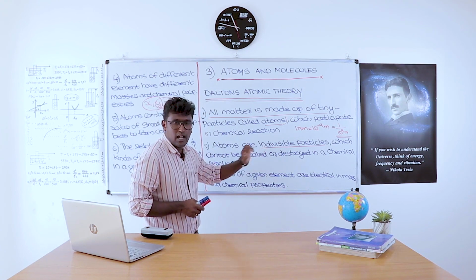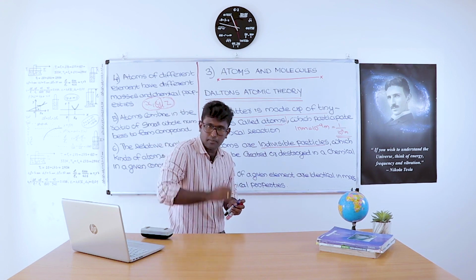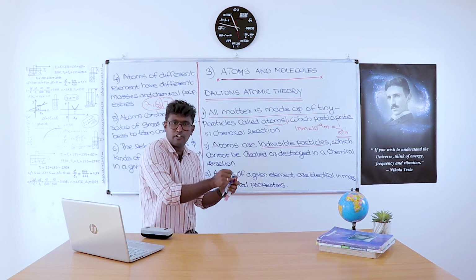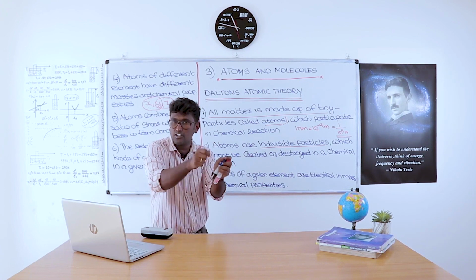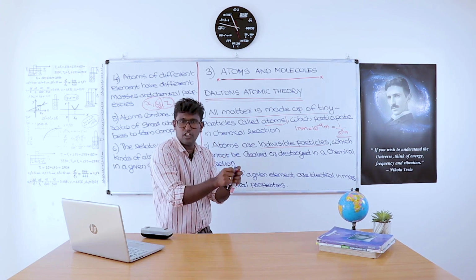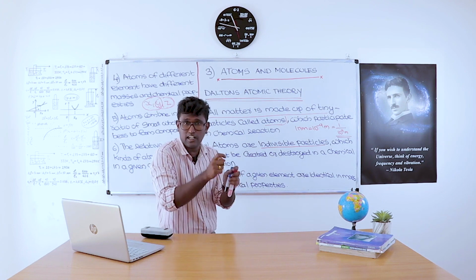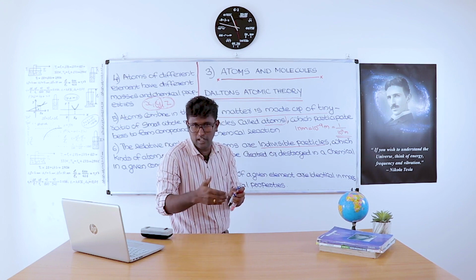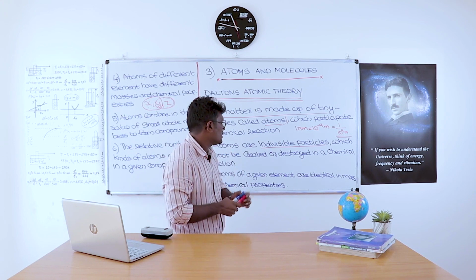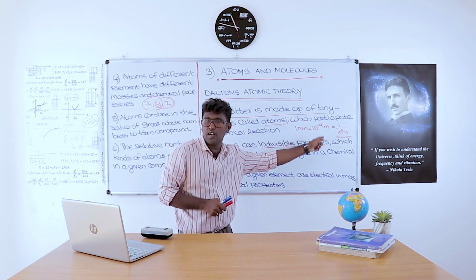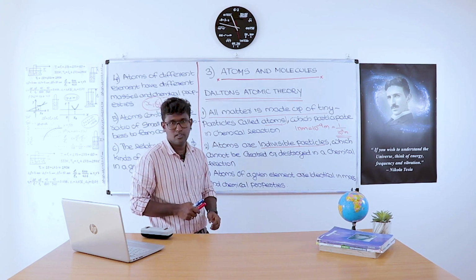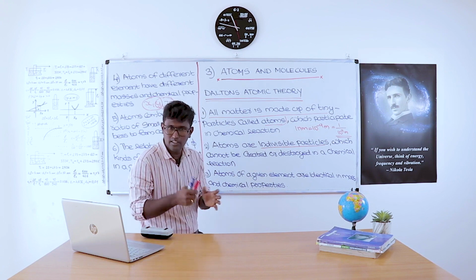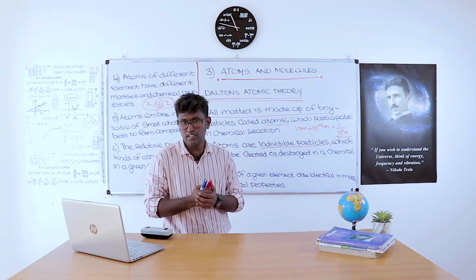So why are atoms said to be indivisible particles, which are small particles? How will we say that atoms are very small particles? Because the radius of the atom is in the range of 10 raised to minus 9 meter, that is the nanometer range. 1 nanometer is equal to 10 raised to minus 9 meter, that is 1 by 10 raised to 9 meter, which shows that atoms are very, very small. So we can say that atoms are indivisible particles.